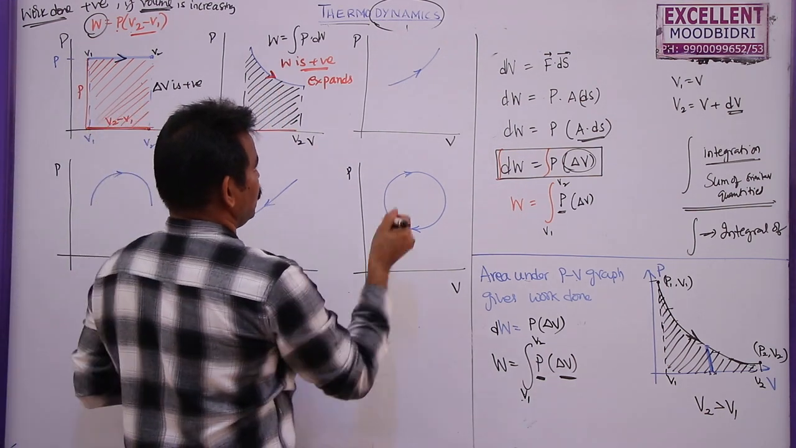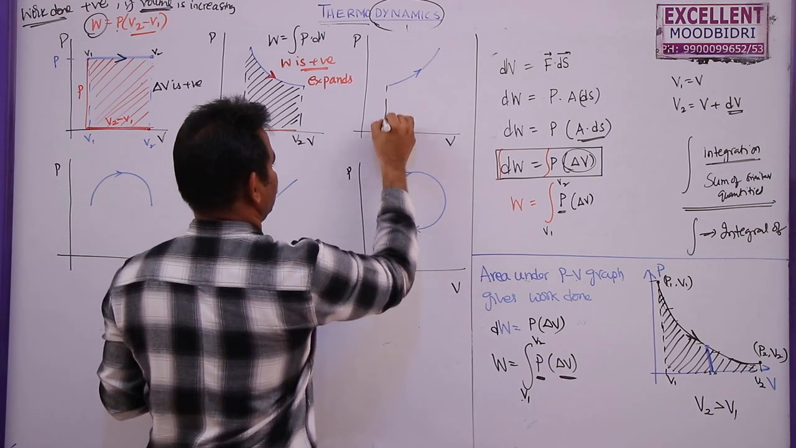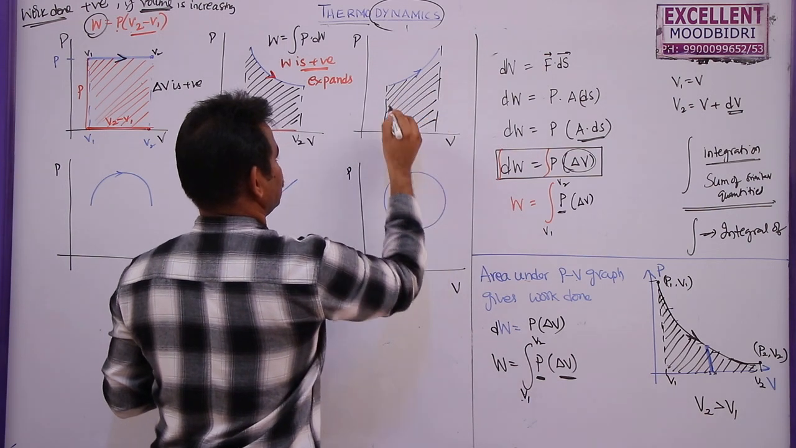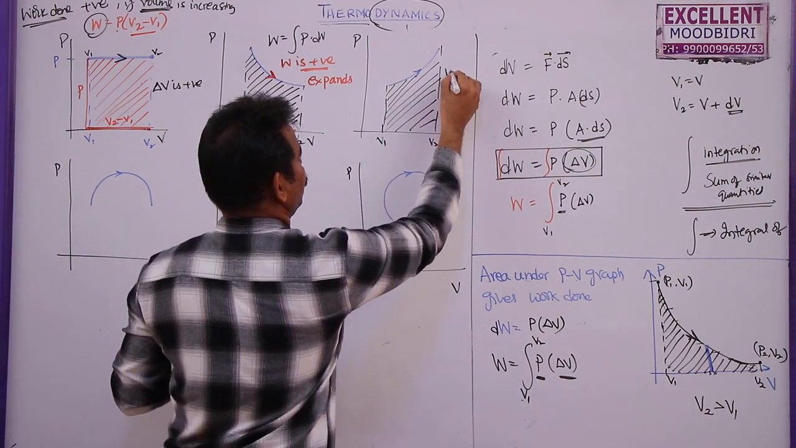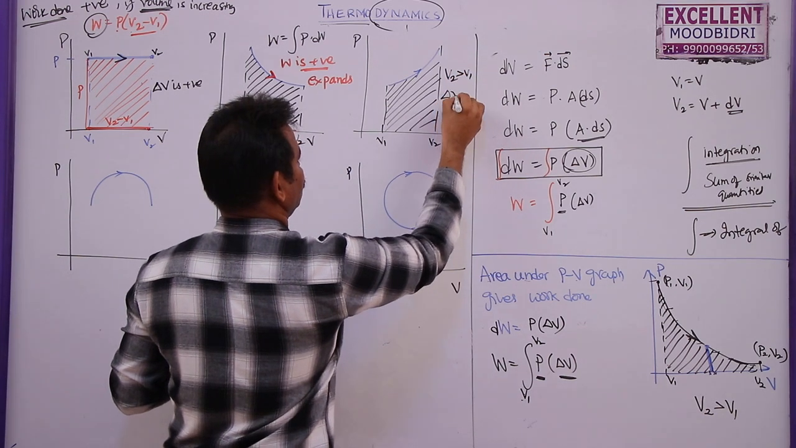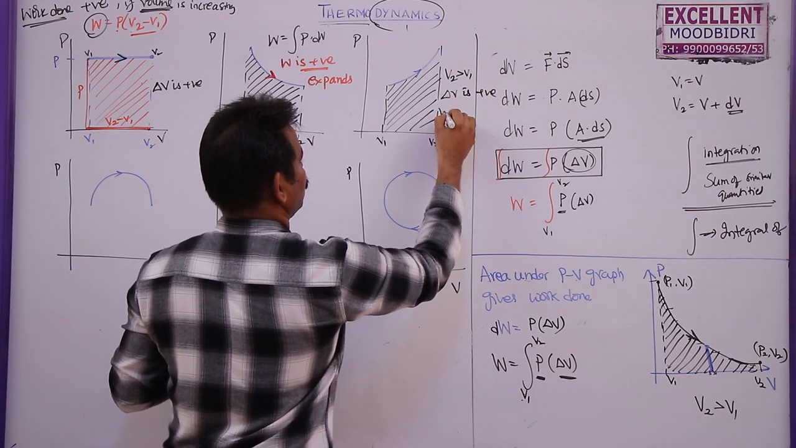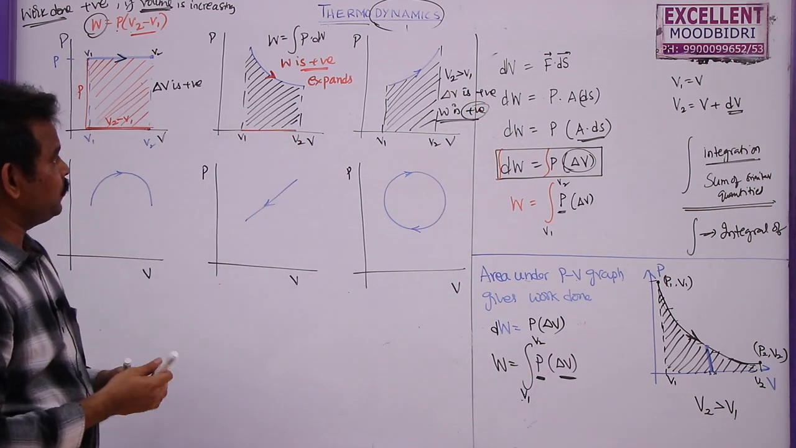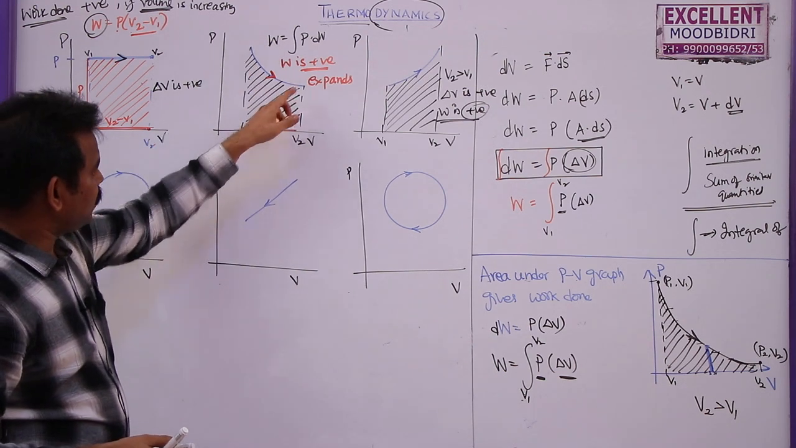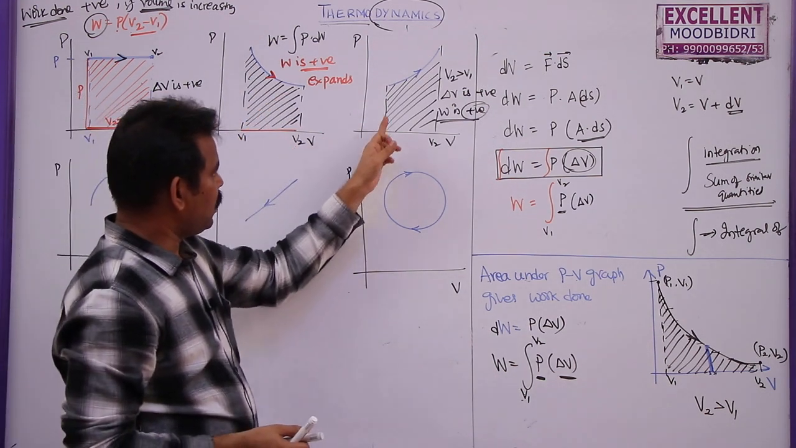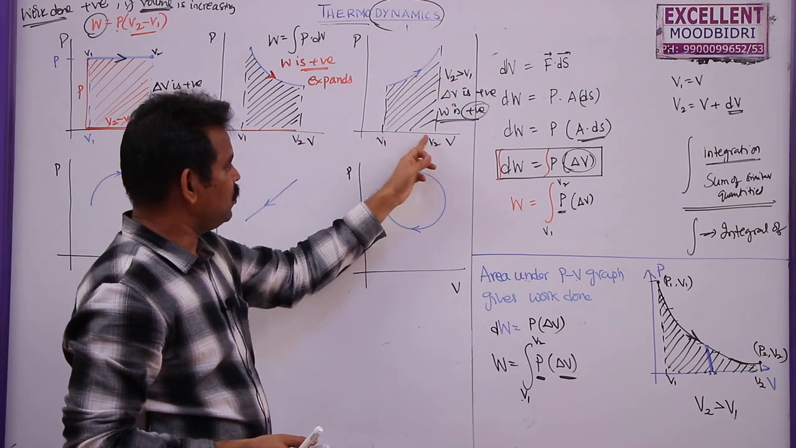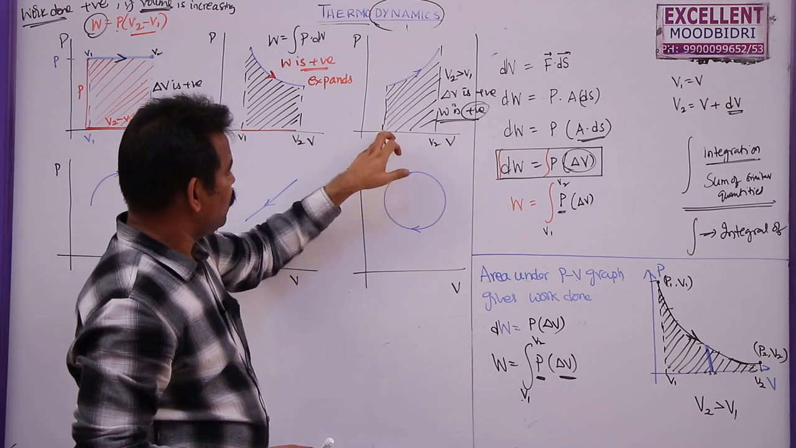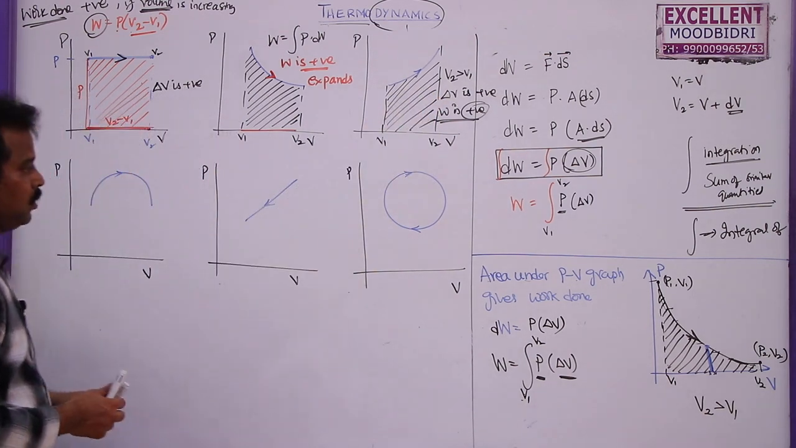In the third case, some students may feel that work done is negative. No, here also work done is positive. Why? Because this volume V1, this volume V2, V2 greater than V1, so delta V is positive, so work done is positive. The difference is that here pressure is decreasing, volume is increasing. Here pressure is increasing as well as volume is increasing, but we will not consider the pressure, mainly we will consider the volume here. When the volume is increasing, we can say work done is positive.